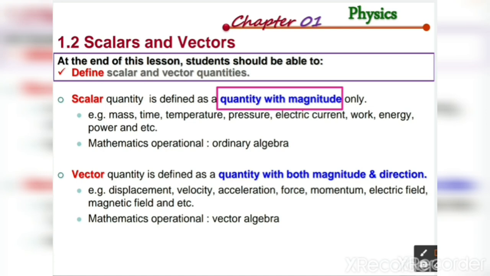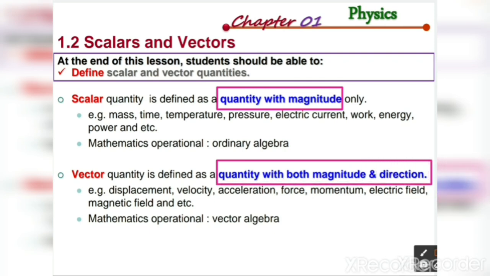But vector quantity, what is meant by vector quantity? Vector quantity is defined as a quantity with both magnitude and direction. For example, we have displacement, velocity, acceleration, force, and so on. For mathematical operations, you have to do vector algebra, meaning that you can only add or subtract based on its components only.